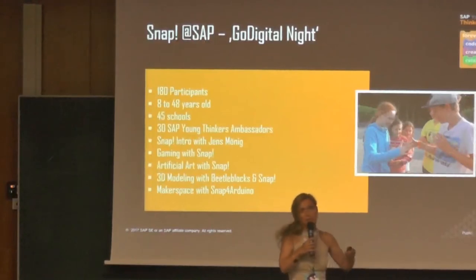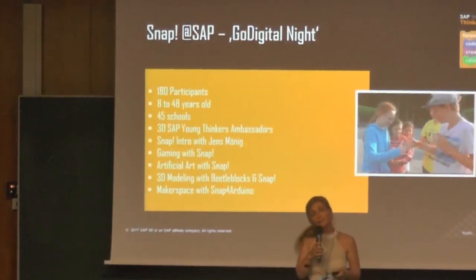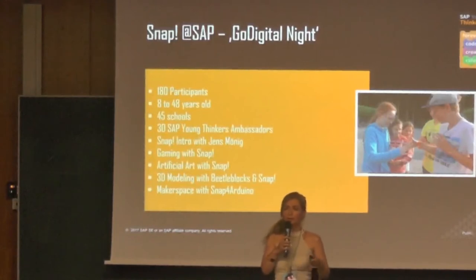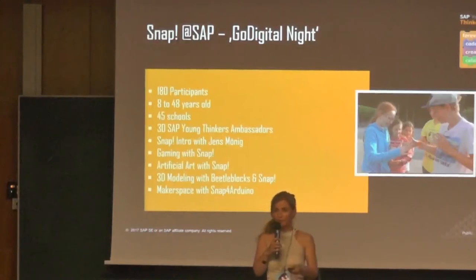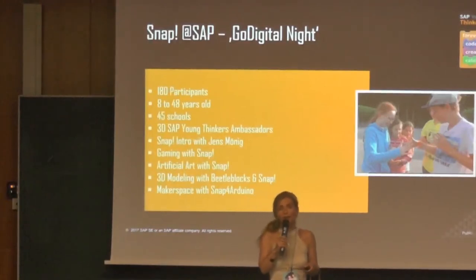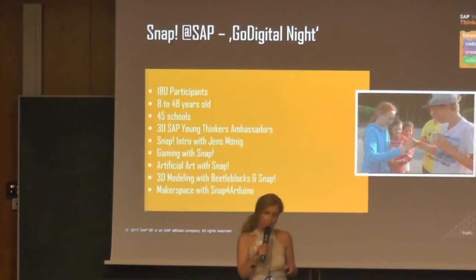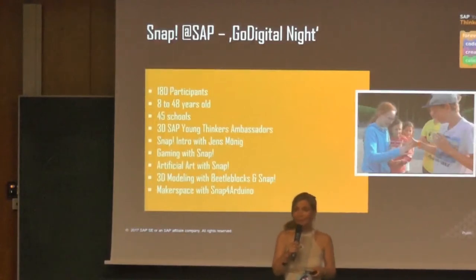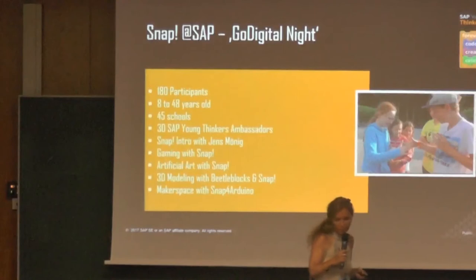We had different workshops. So Jens started with an intro session, then we had gaming with Snap. We had artificial art with Snap, inspired by Joachim Wedekind, who is sitting here in the back. And we had 3D modeling with Beetle Blocks and did jewelry. The workshop was mainly visited by girls. And the whole event, we had 50% girls, women. And as well, we had a maker space and a chill out area.